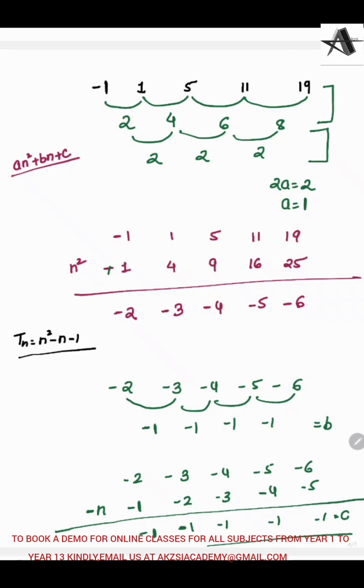Now let me put and check it. Fourth term, when I put n equals 4, it should come out to be 11. So put n equals 4. This will give you 16 minus 4 minus 1, it's 11. Correct. Let me put 5 then. 25 minus 5 minus 1, 19. So yes, our nth term is correct. This is how you can check it.